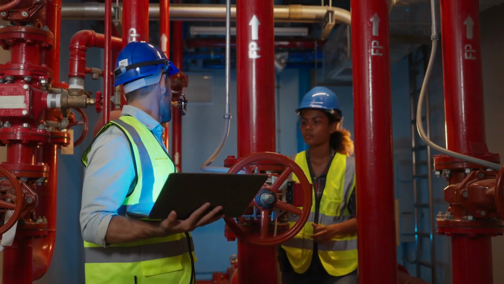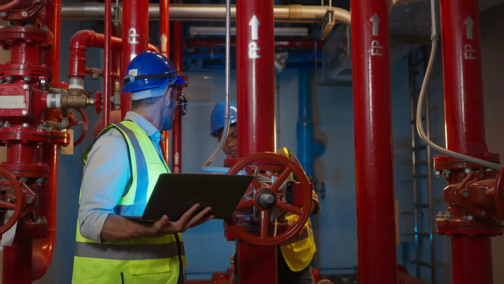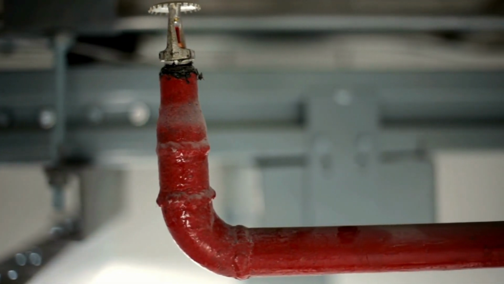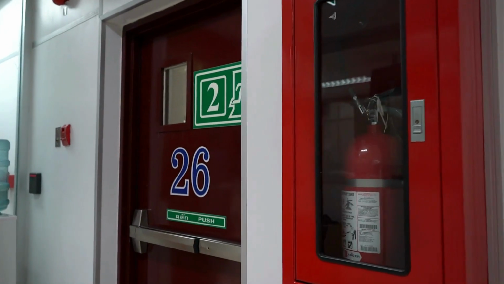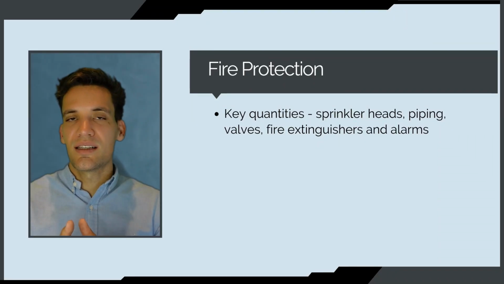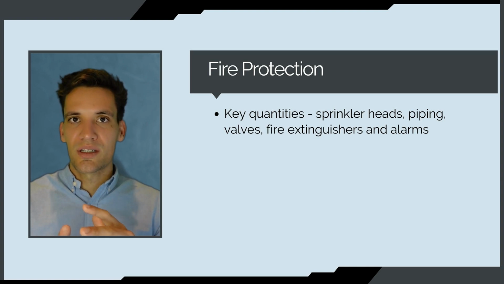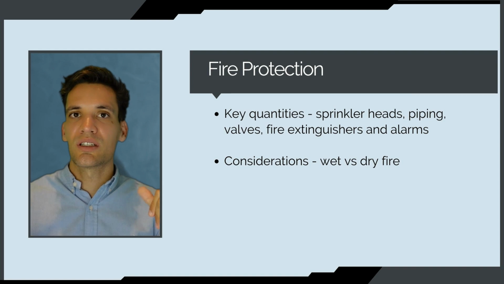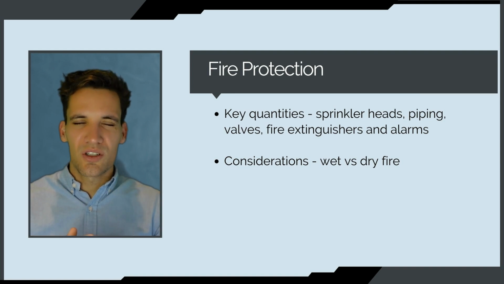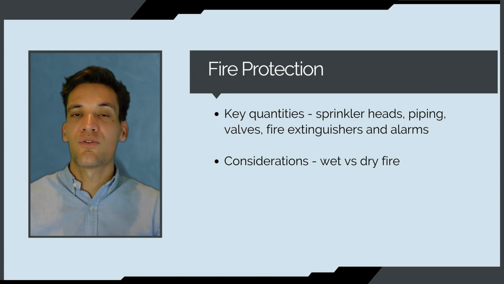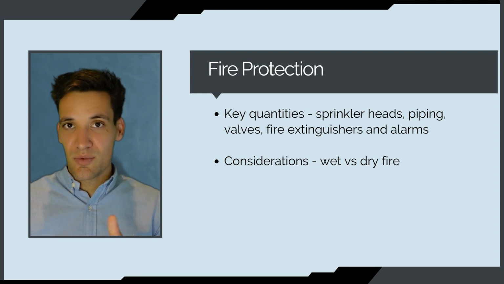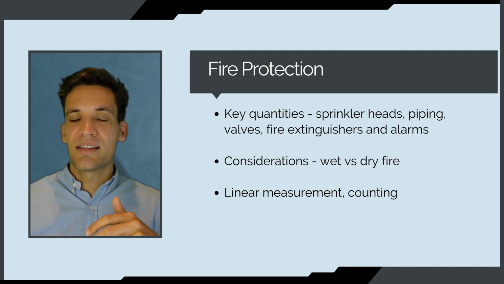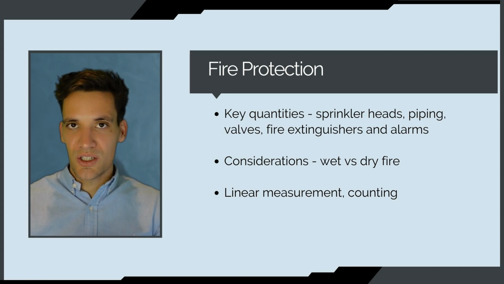And finally, for our fire protection, we'll need to count the number of sprinkler heads, the length of piping, the number of valves, the number of fire extinguishers, and the number of alarms. And we should consider that any of the fire systems will be broken down into either the wet fire, which is the reticulation of the sprinklers, or any dry fire, which is things like fire alarms or fire extinguishers. And same with the others, we'll perform a linear measurement for all the piping and plumbing, and then simply a count measurement for any of the fixtures.